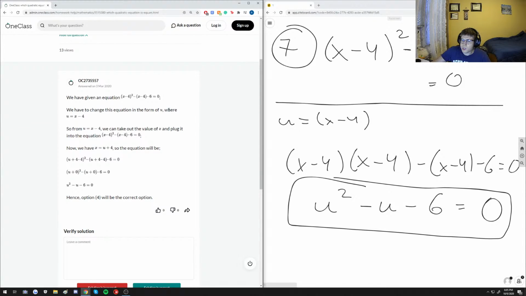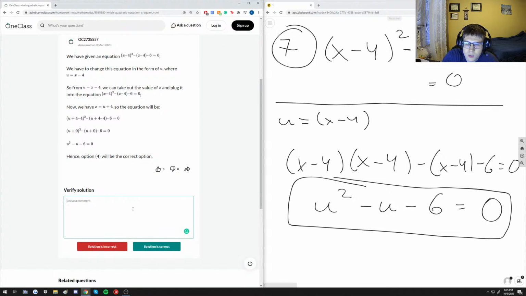And the same reasoning is said here. Yes, that would be correct. So this is the correct solution. Great job. All right, and that concludes this question.